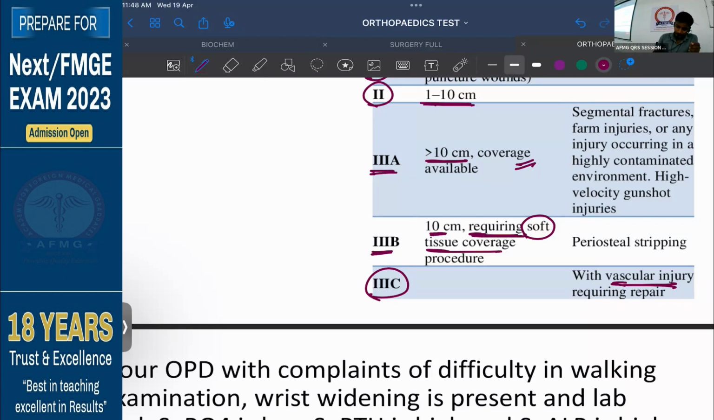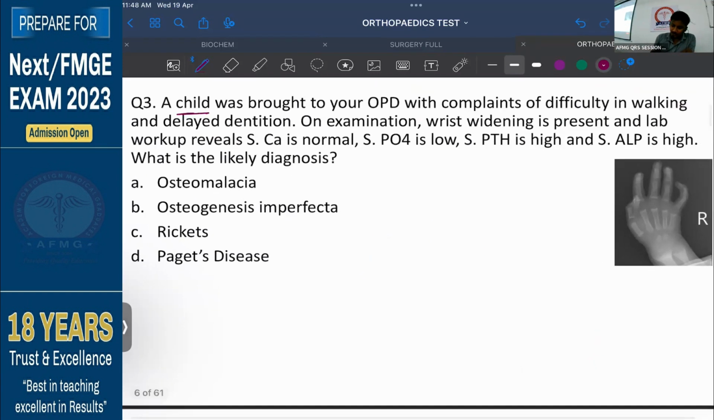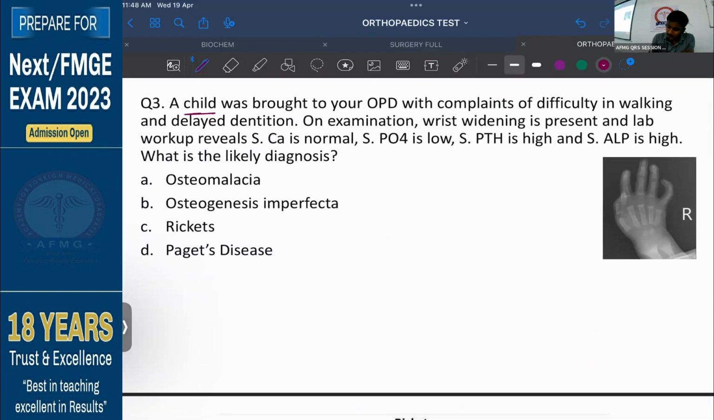Okay. If I talk about question number 3, here we have a child who was brought to your OPD with complaints of what? With complaints of difficulty in walking and delayed dentition. Classical two important findings. On examination, wrist widening is present and the lab workup reveals what? The serum calcium levels are normal. The serum phosphate levels are low. Serum parathormone levels are high and serum ALP level is high. What is the likely diagnosis?